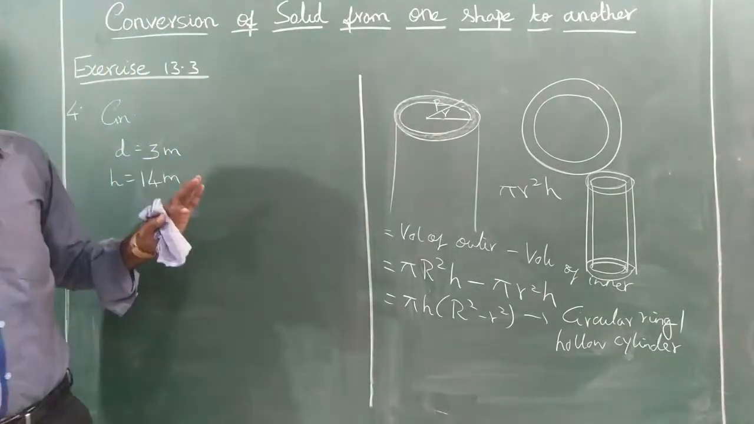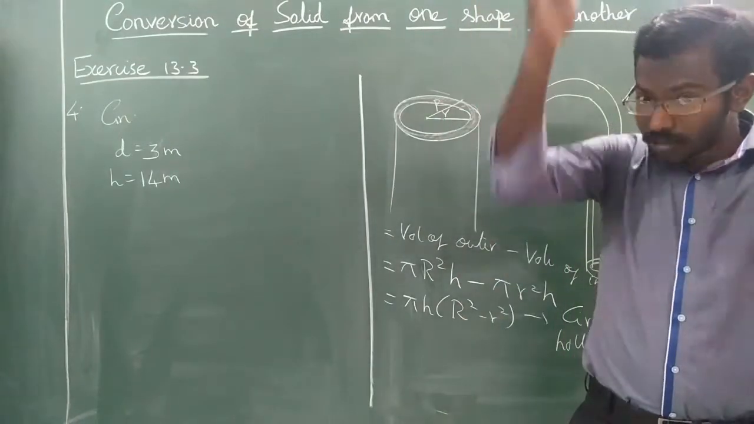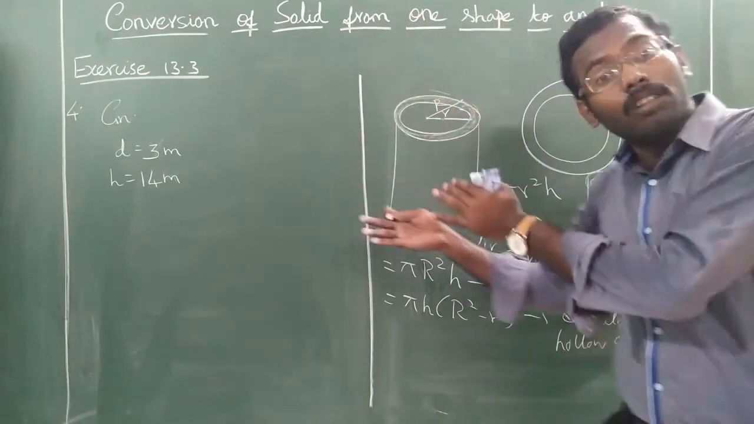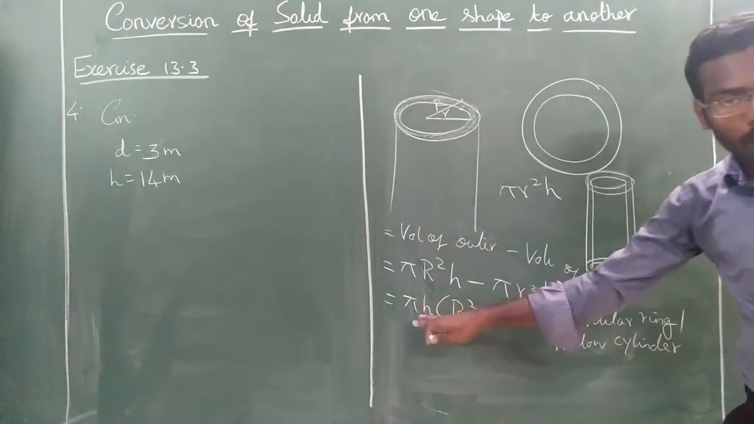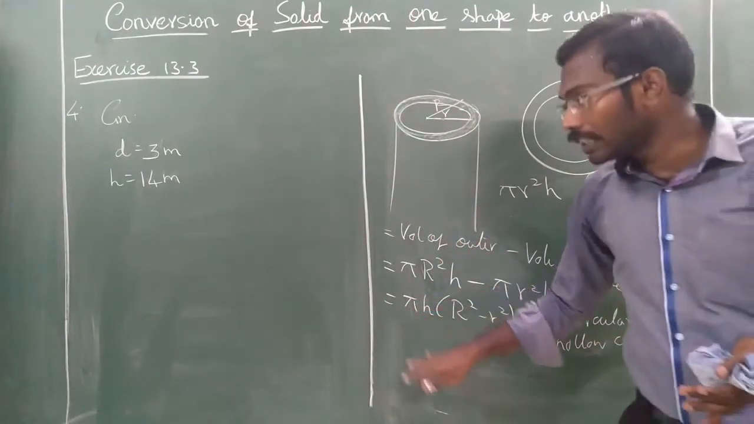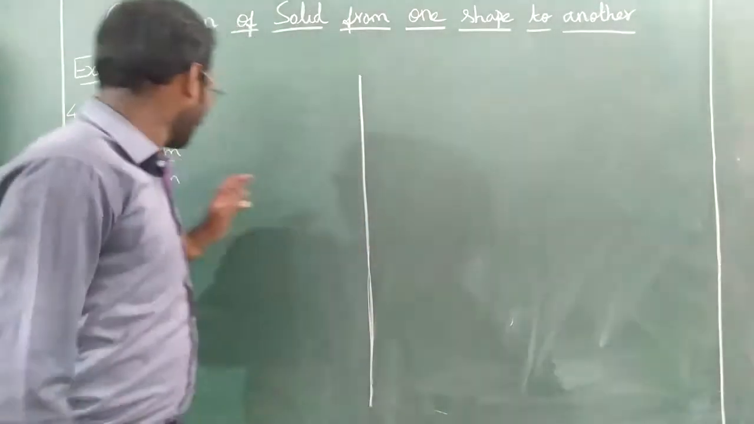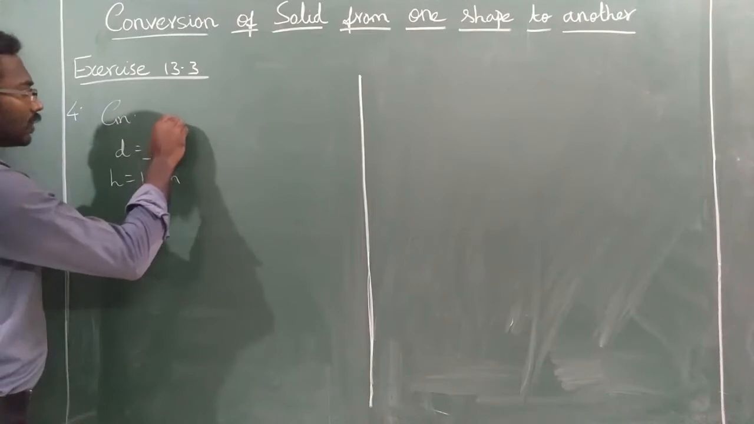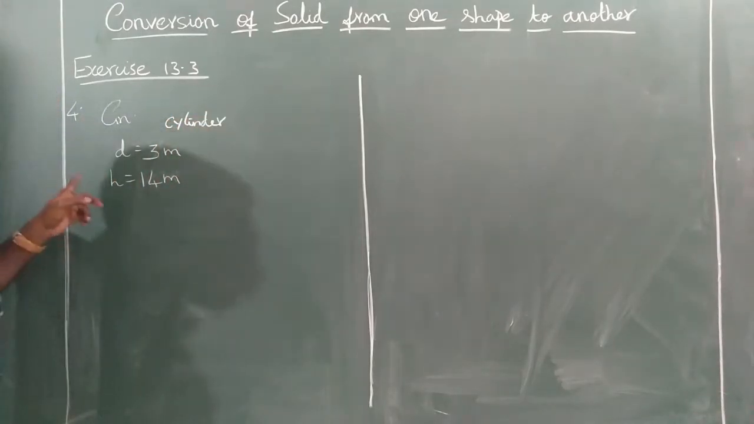Okay. So now we will solve this. We will equate the volume of the well, that is the volume of the cylinder, to the volume of the embankment, that is the volume of the hollow cylinder. Okay, so using this formula we will solve this. And this is the given data. The well, that is the cylinder, diameter is given, height is given.